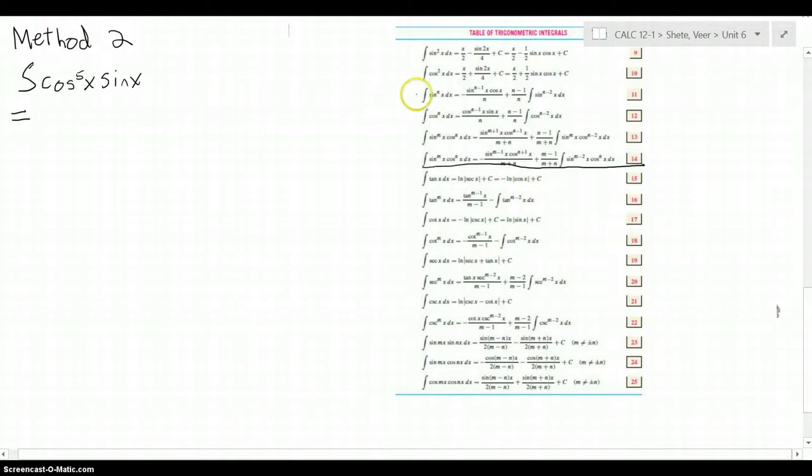So now if you look at equation 14, although it may be a little blurry, equation 14, when taking the integral of sine mx cos nx, so in this case our m is 1 and our n is 5, will result in giving us negative sine to the m minus 1 x times cos to the n plus 1 all over m plus n, plus m minus 1 over m plus n times the integral of sine to the m minus 2 x cos to the n x dx.